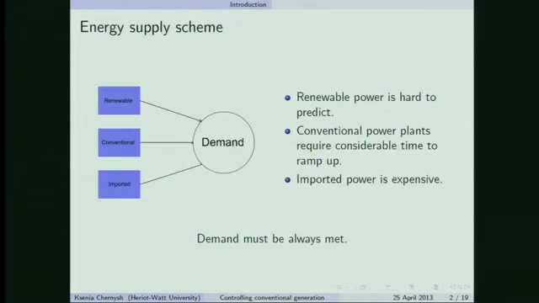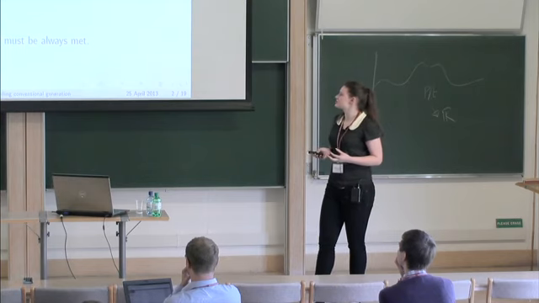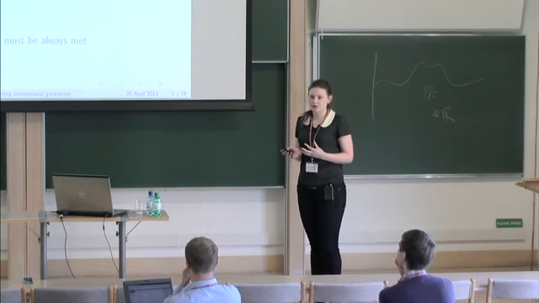So this is the most basic scheme of energy supply. There is some demand and it must be met using some suppliers. In this work I consider only three types of supply: renewable sources, conventional sources, and imported power. This is made just for simplification.